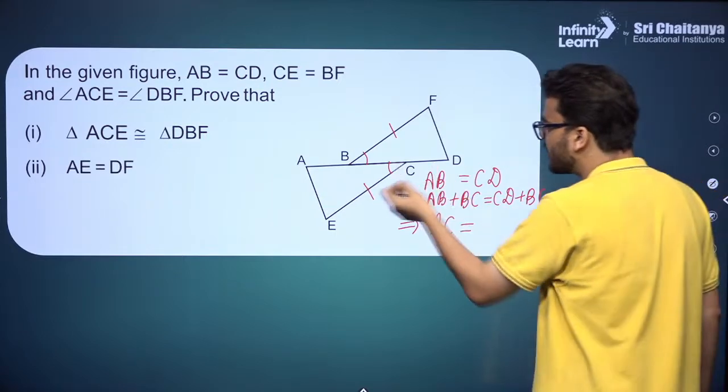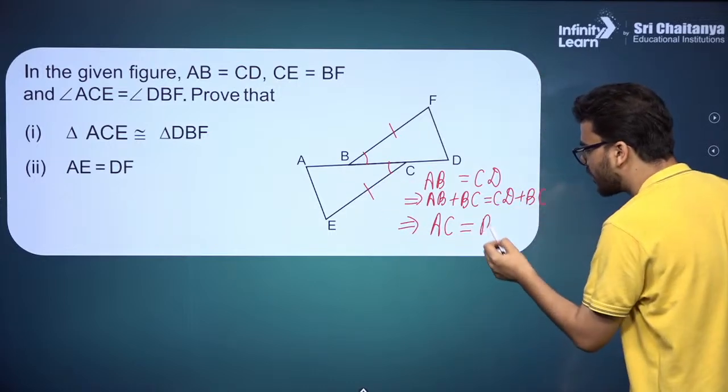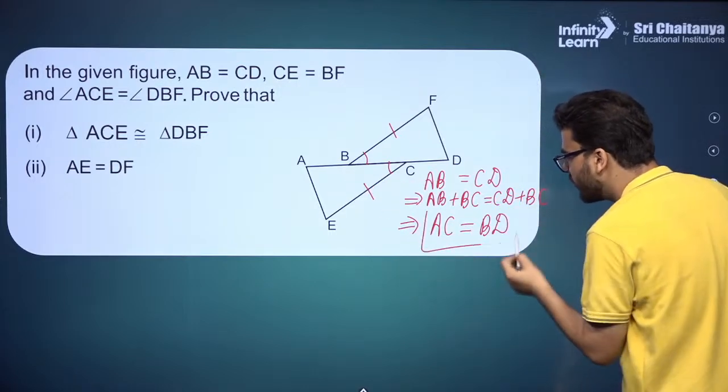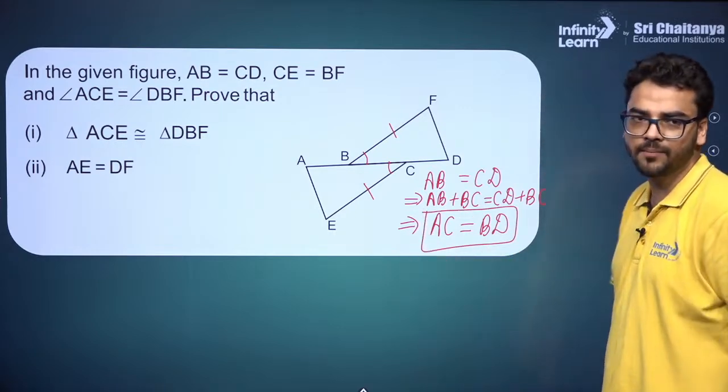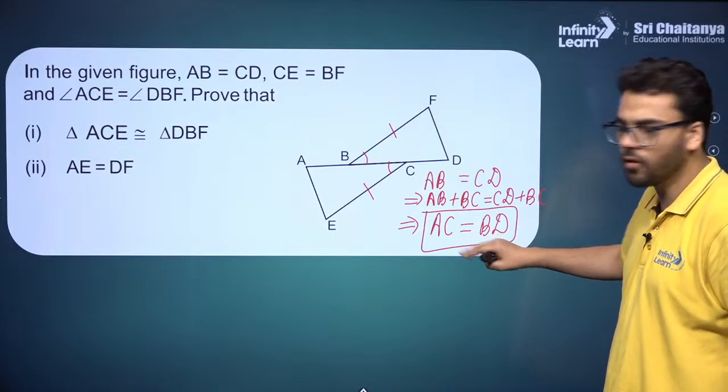And what is CD plus BC? It is nothing but BD over here. You see, DB or BD, it is all up to you. So you see, we have proved AC is equal to BD over here. Is this clear? So AC is equal to BD, we have proved over here.